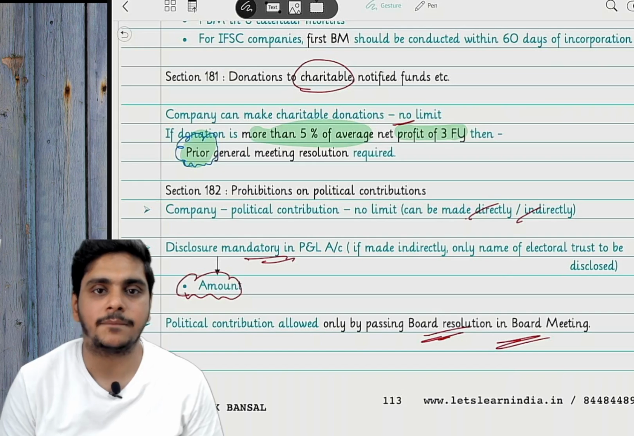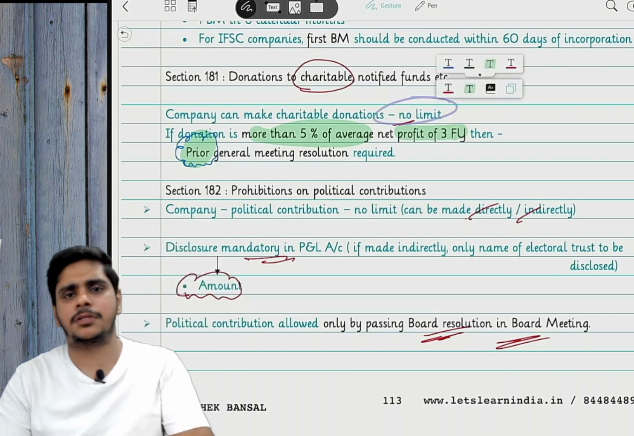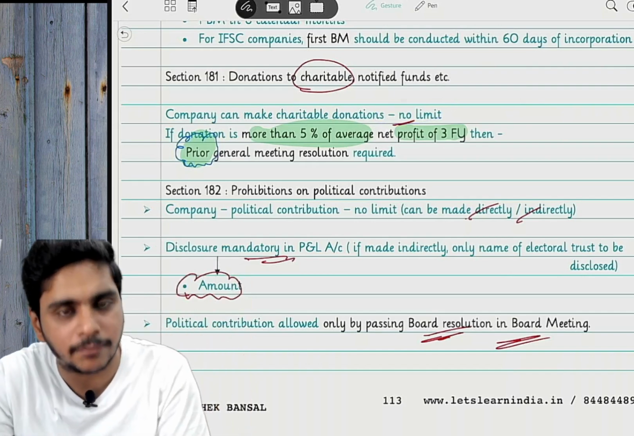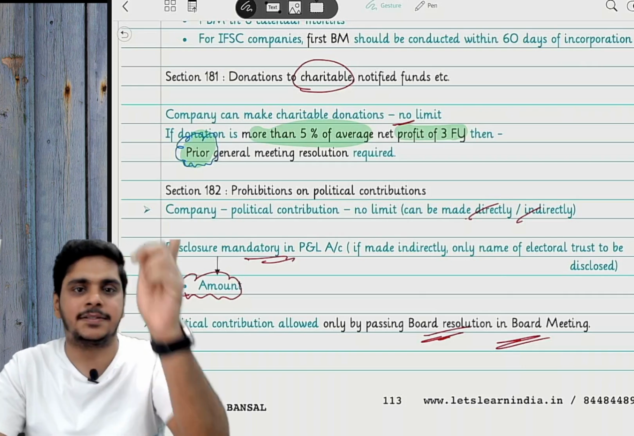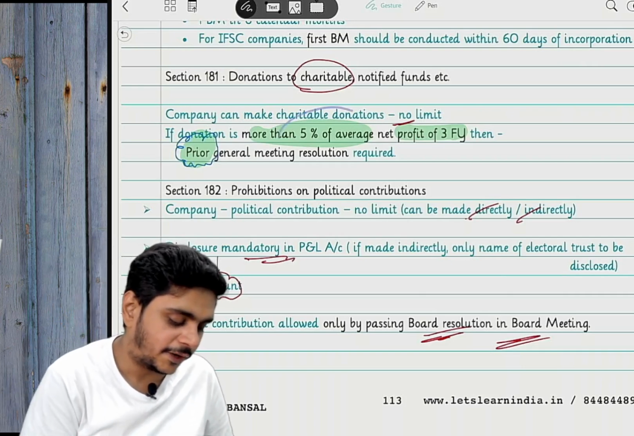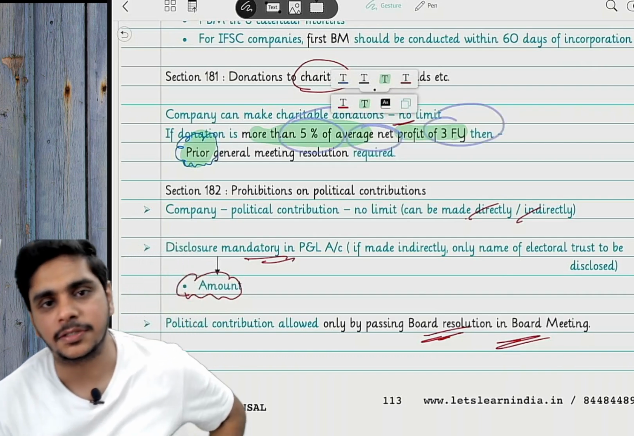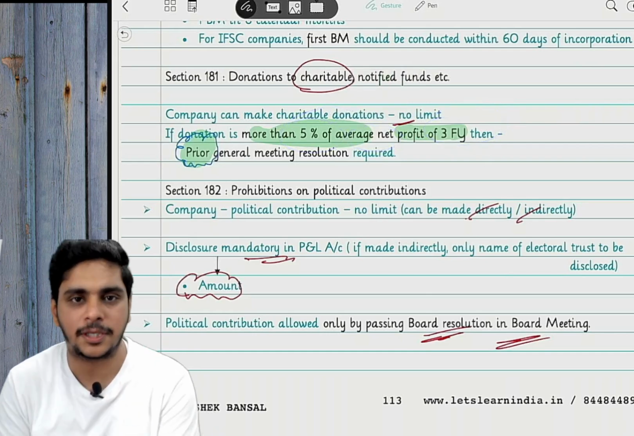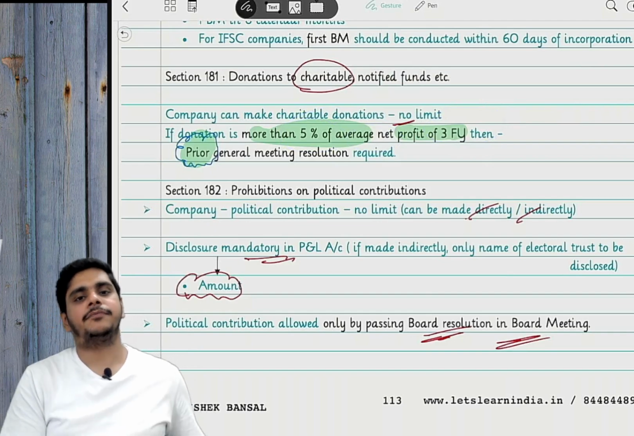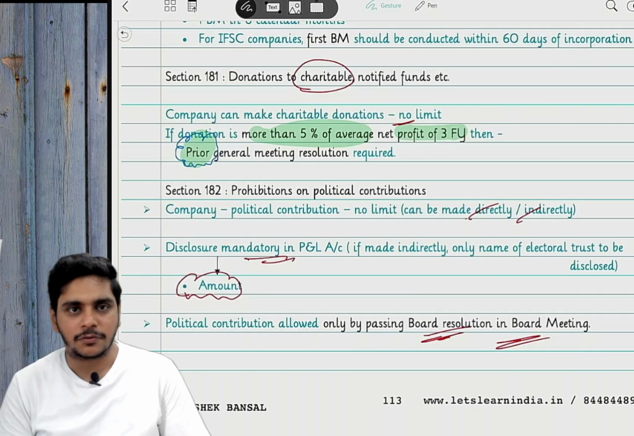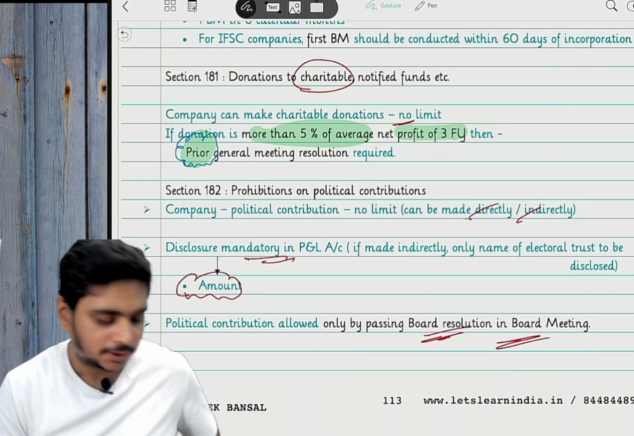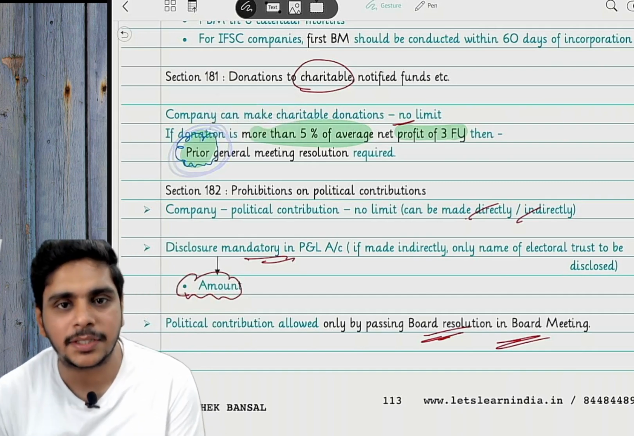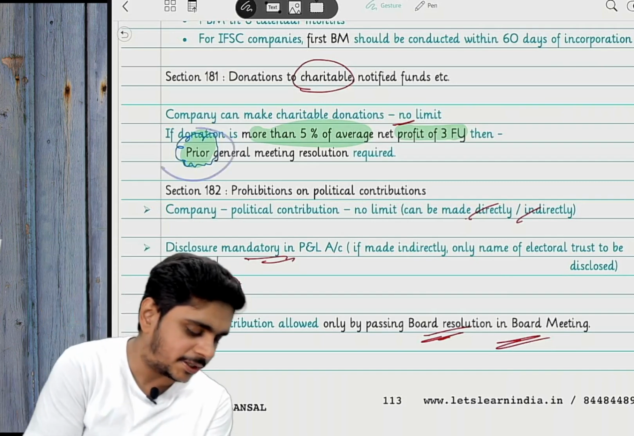Generally, a company can make charitable contribution with no limit. If you want to give whatever money you want to give for charity, it is allowed. But if the donation exceeds 5% of the average net profit of the 3 financial years, first you take the 3 financial years' net profit, then you take the average, and if you want to give a donation of more than that amount, then what do you require? Prior general meeting resolution is required.